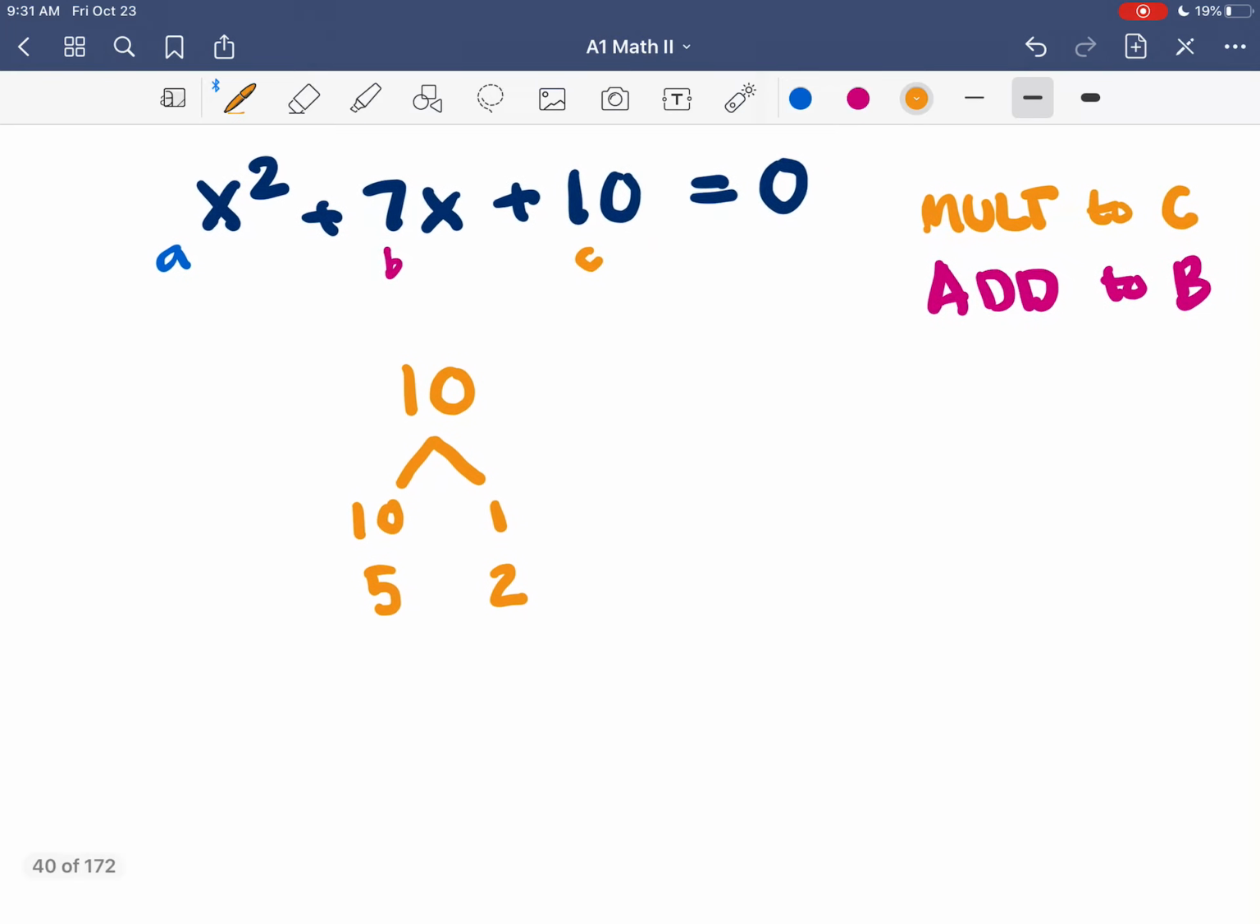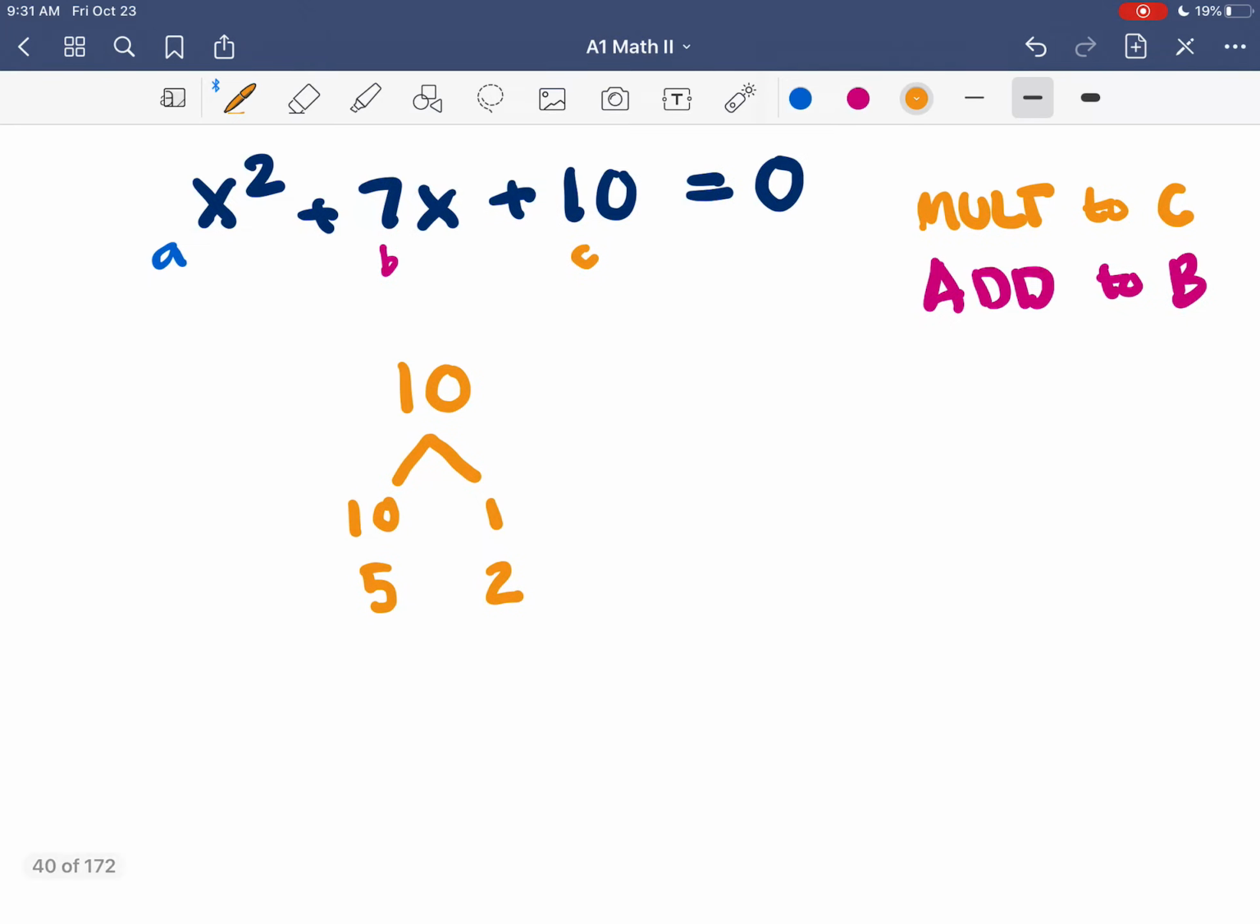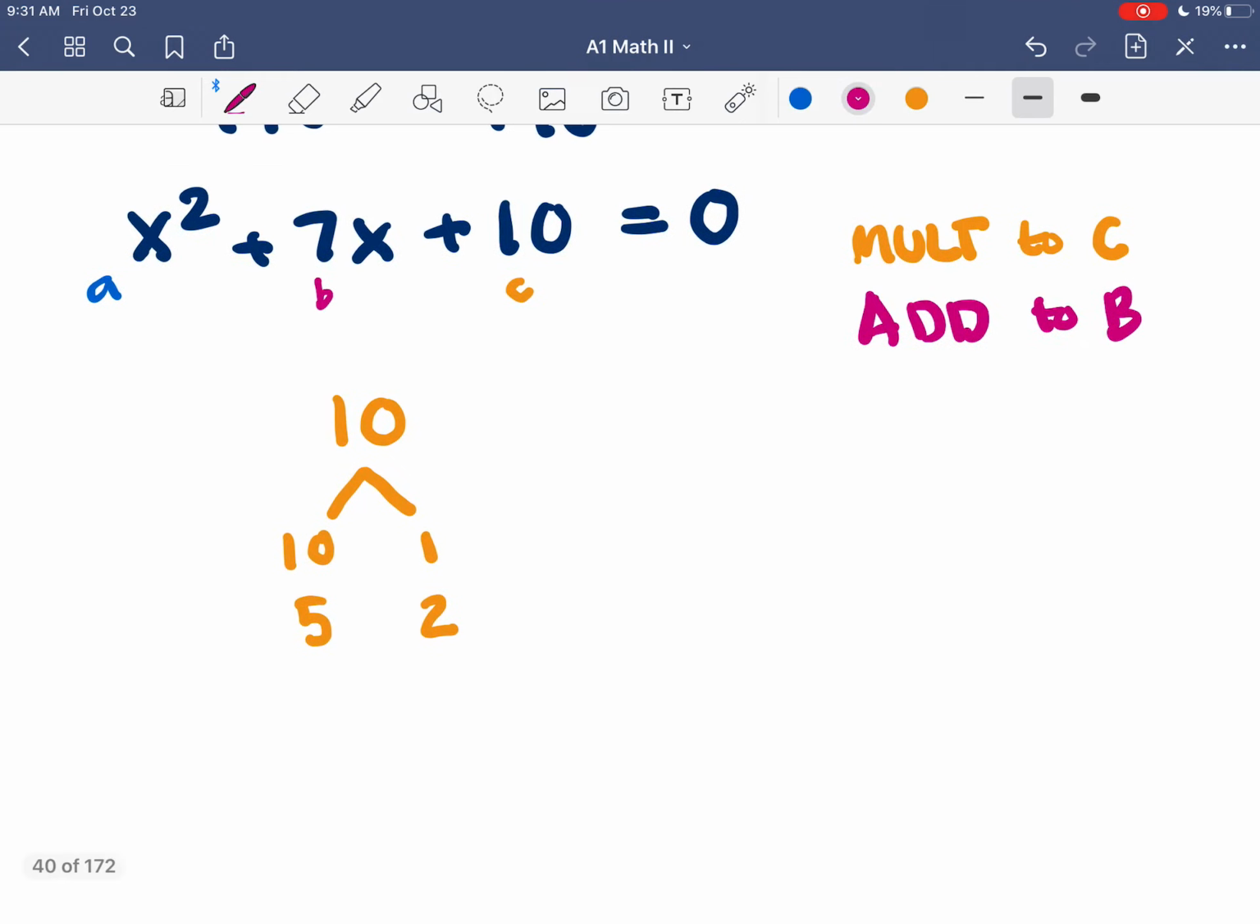So here's the tricky part. Now we need one of those pairs to add to be 7, because our B value is 7. And look at that, 5 and 2 make 7. So that is the pair of numbers that we're looking for: 5 and 2 add to be 7, and multiply to 10. We have solved that number riddle: the 2 numbers that multiply to be 10 and add to be 7 are 5 and 2.